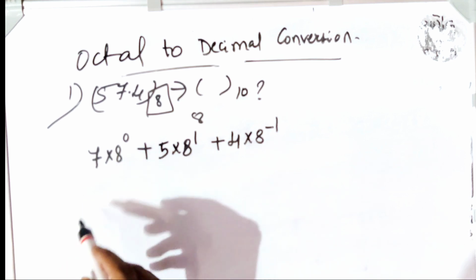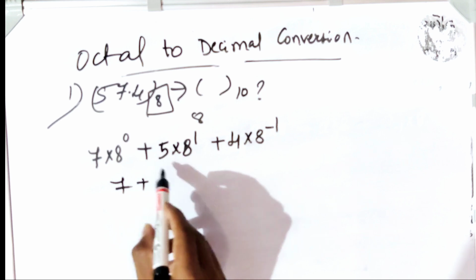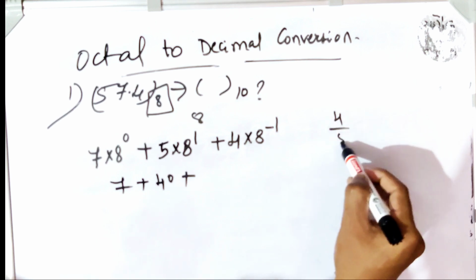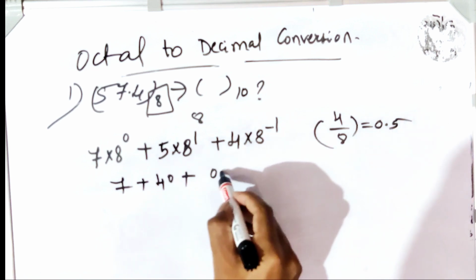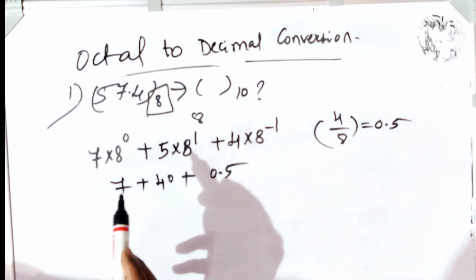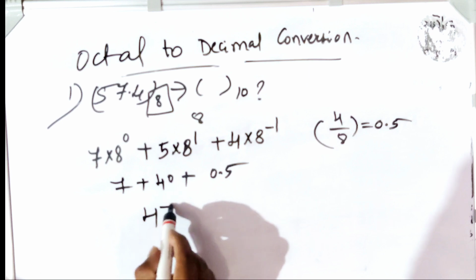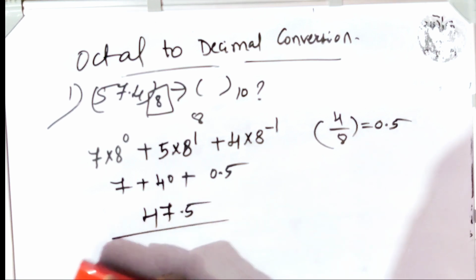So 7 into 8 to the power of 0 is 7, plus 5 into 8 to the power of 1 is 8 fives, which is 40, plus 4 into 8 to the power of minus 1 is nothing but 4 by 8, which is equal to 0.5. So 7 plus 40 plus 0.5: the value of 57.4 in octal, in decimal format, is 47.5. 47.5 is the value in decimal format.